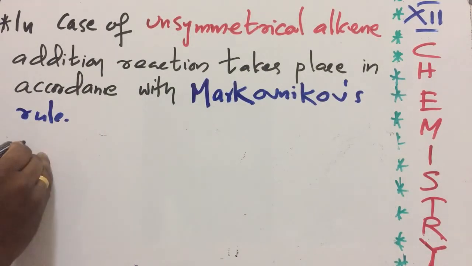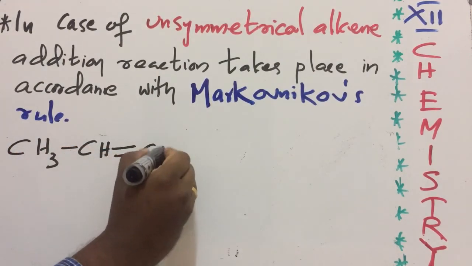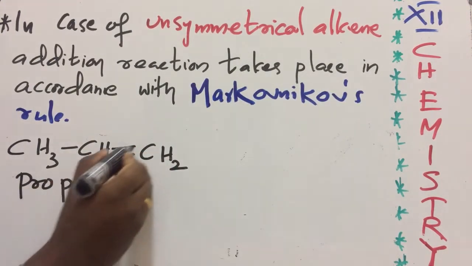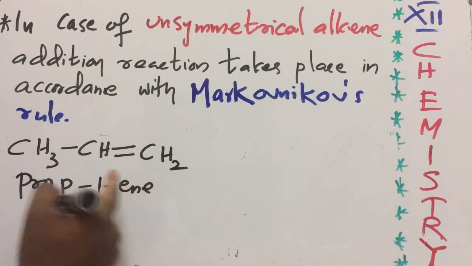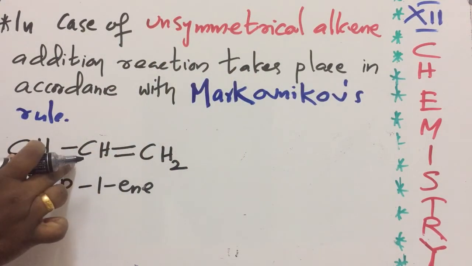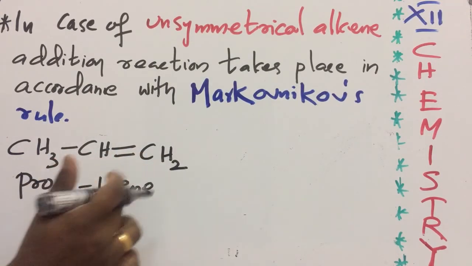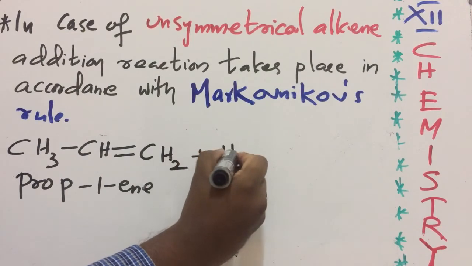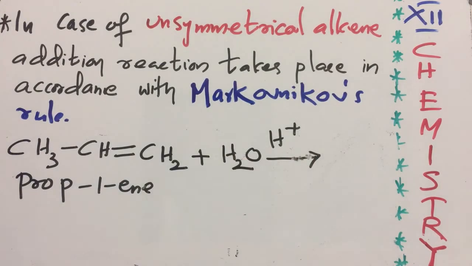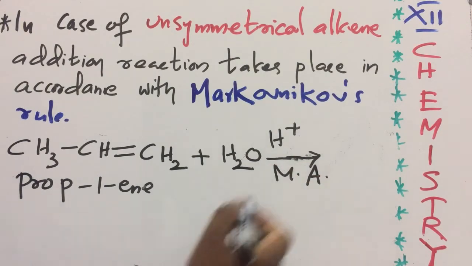Let's see one example. CH3, CH, double bond CH2. What is the name of the compound? Propene. And propene is an example of an unsymmetrical alkene. Why? Because left side of the double bond has 2 carbons, right side 1 carbon. So the alkene is an unsymmetrical alkene. When this compound reacts with water in presence of H plus, the product is formed in accordance with Markovnikov's addition rule.